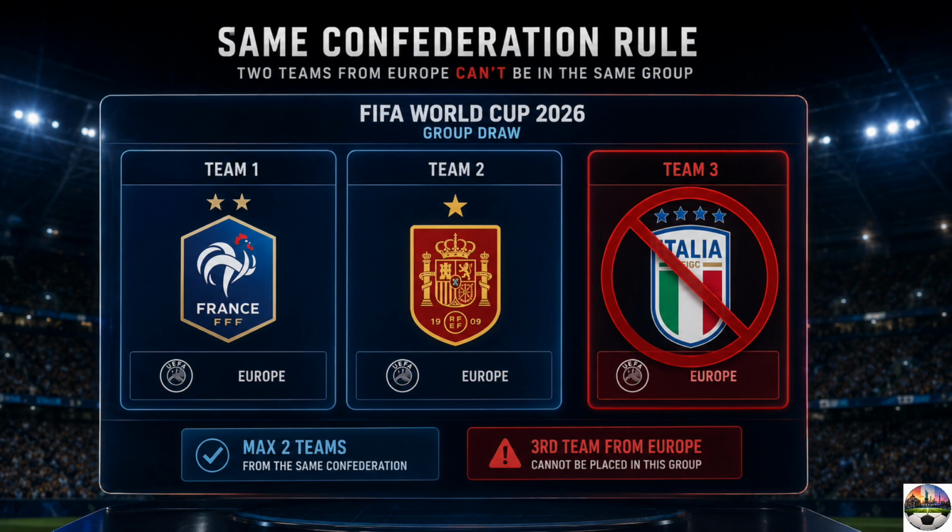Historically, these groups produce some of the tournament's most dramatic moments: last-minute goals, historic upsets, heartbreaking eliminations, and unforgettable matches. Meanwhile, some groups may appear easier on paper, but every World Cup reminds us that football is unpredictable. Every tournament creates a Cinderella story. Every tournament creates a giant killer. And every tournament proves that rankings are only part of the story.